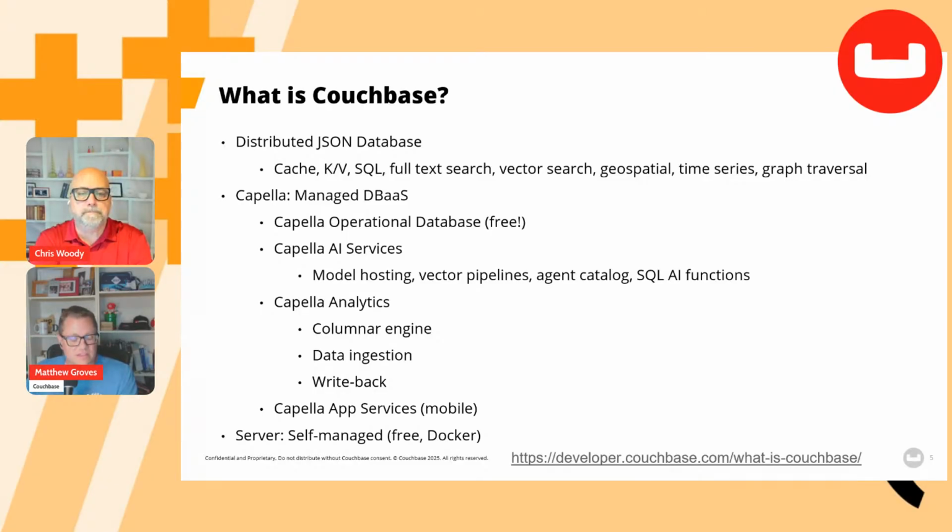We have an analytics product as well. So that has a columnar engine for really large scale analytical BI type queries, data ingestion, things like that. And app services, which is our, I want to say mobile, that's a little oversimplifying it, but it's for mobile apps, for offline first databases, on-device databases, synchronization, things like that. And of course, we've had for a long time the Couchbase Server, which is the self-managed thing you can download and run wherever you want to run it. I run it in Docker, for instance.